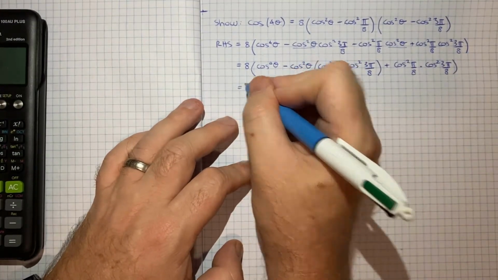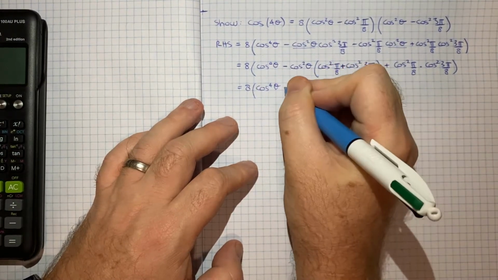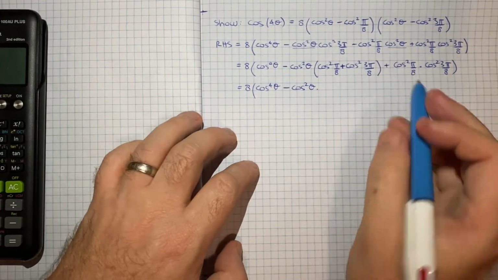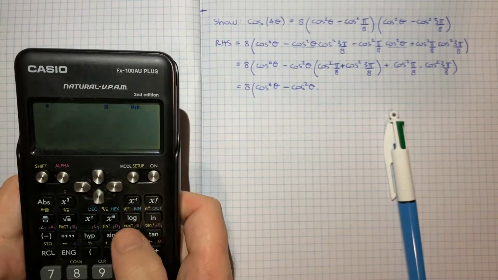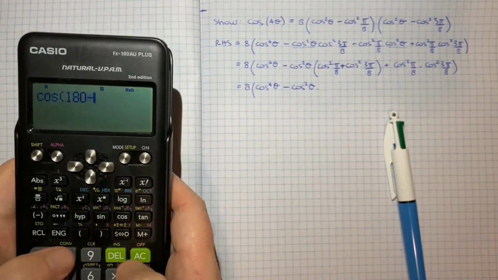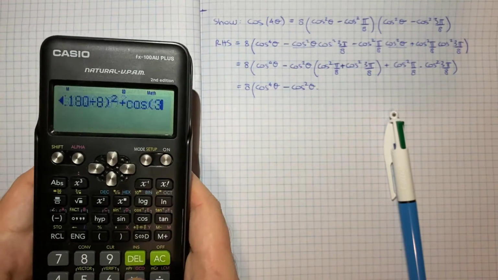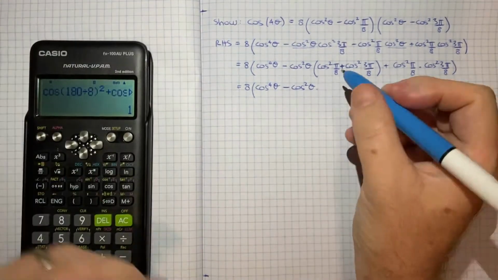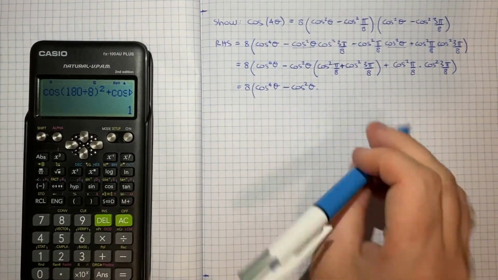So that'll be 8 times cos to the 4th power of theta minus cos squared theta times, and I think at this point we can get our calculator. If I do cos of 180 divided by 8 squared plus cos of 3 times 180 divided by 8 squared, it's exactly 1. So that just simplifies down to minus cos squared theta.